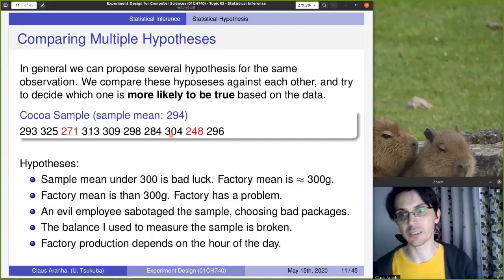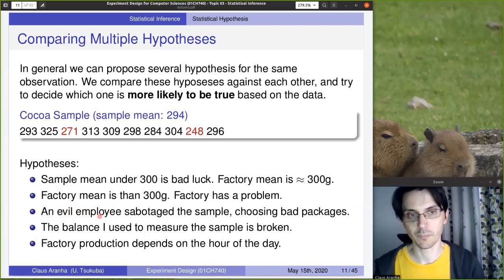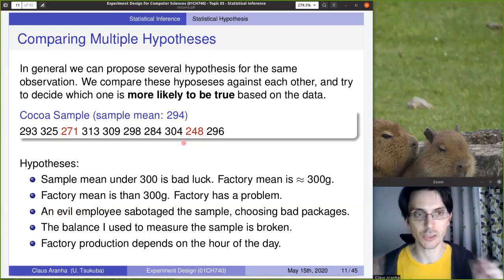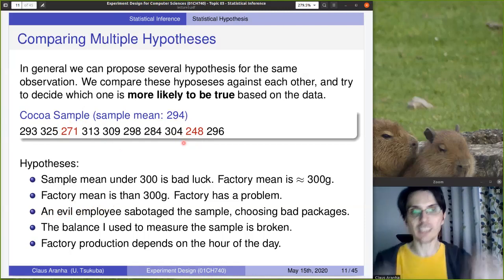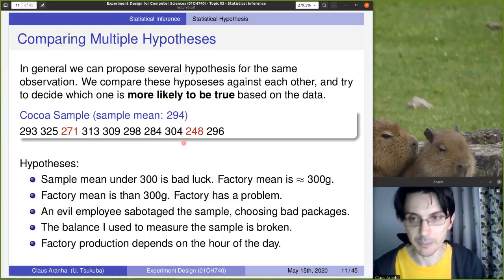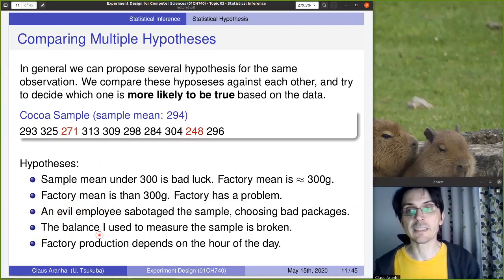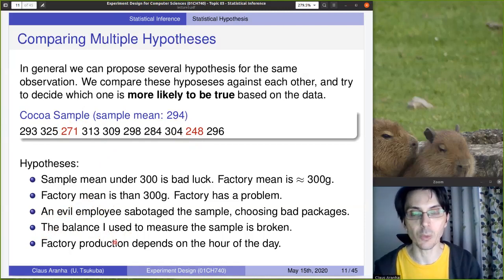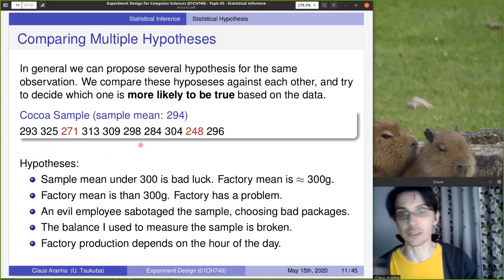Now we can make more. For instance, we can make a third hypothesis that says that there is a saboteur in our factory. There is one employee that replaced two of the samples with very low values. We've seen these values that are very, very low. So our third hypothesis is that these values are not common and this sample was actually sabotaged. That's a hypothesis, okay? Anyway, the fourth hypothesis is that the balance that we use to calculate the weight is broken. So all of these weights might be wrong because our balance is broken.